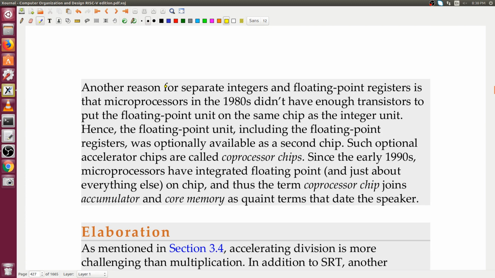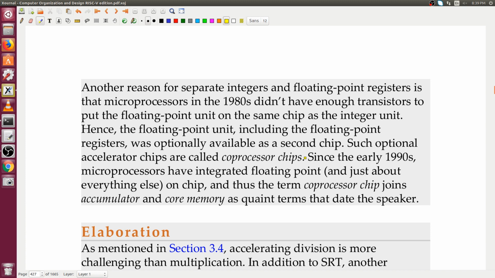Another elaboration. Another reason for separate integer and floating point registers, so this is the idea of that split register file like we were talking about earlier, is that microprocessors in the 1980s didn't have enough transistors to put the floating point unit on the same chip as the integer unit. Many of you might have heard about the idea of coprocessors. That's exactly what they're talking about here, coprocessor chips. Now a lot of times we refer to a GPU as a coprocessor. But back in the day, something as simple today as floating point was considered worthy of a coprocessor.